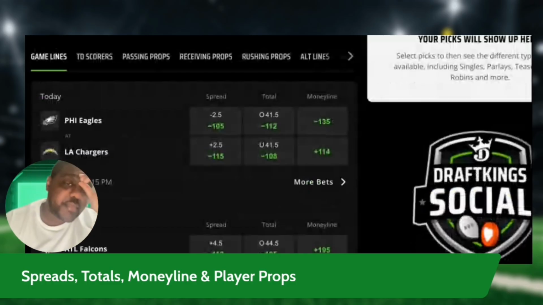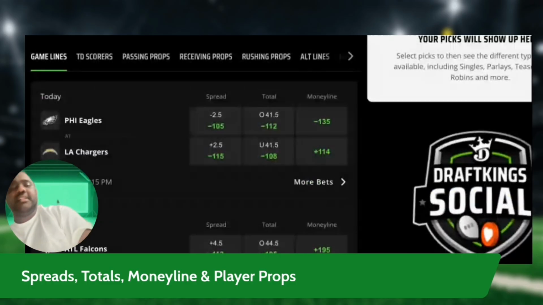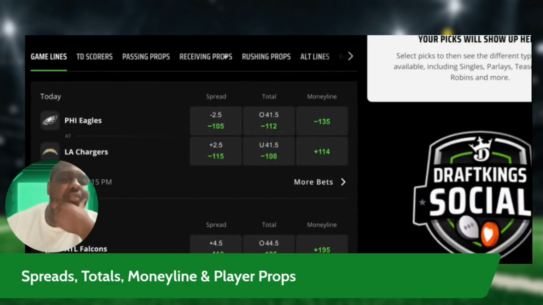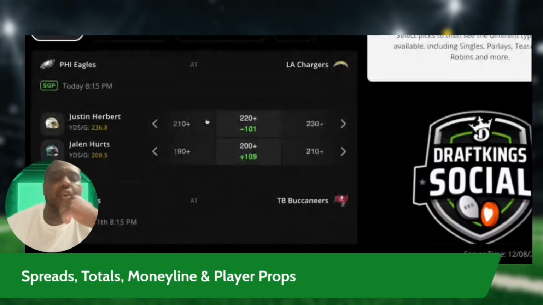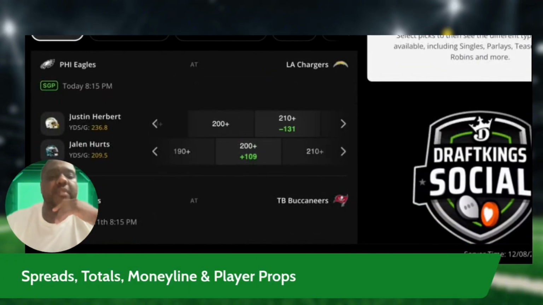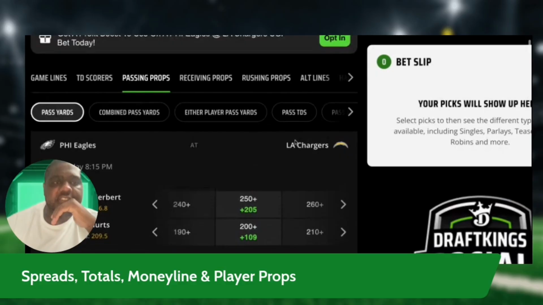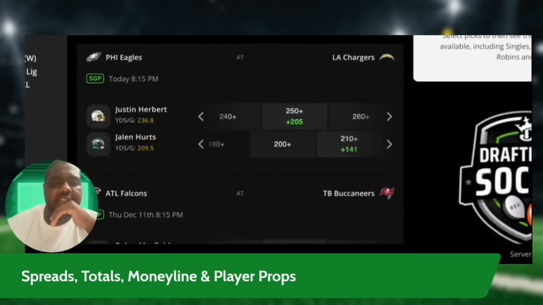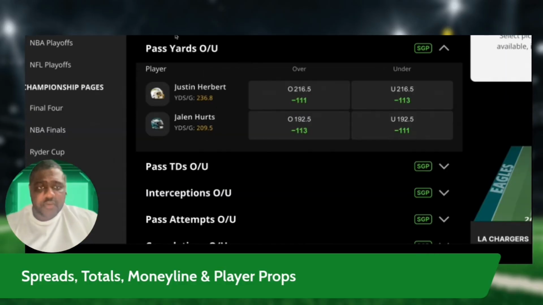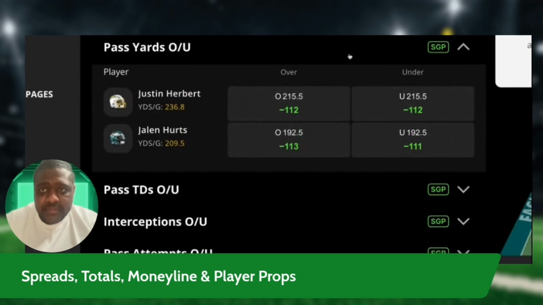We just went over money line, totals, and spreads. Let's go over player props. Player props are a way you can bet on individual players. Let's stay with the Eagles and Chargers game here. Okay, so we are now looking at player props. We're going to look at player props at the end of this episode.